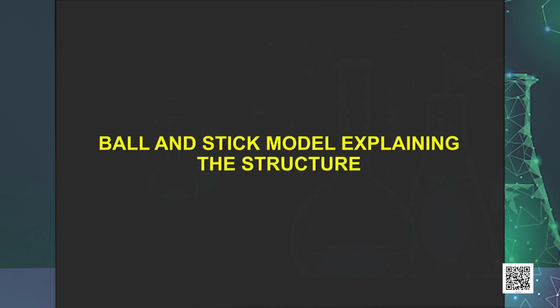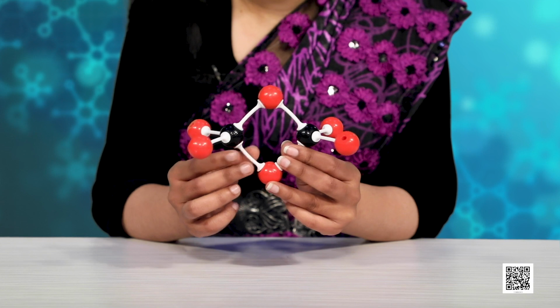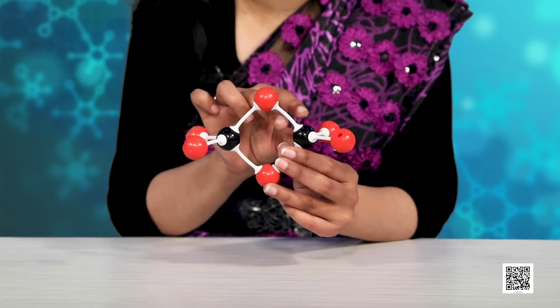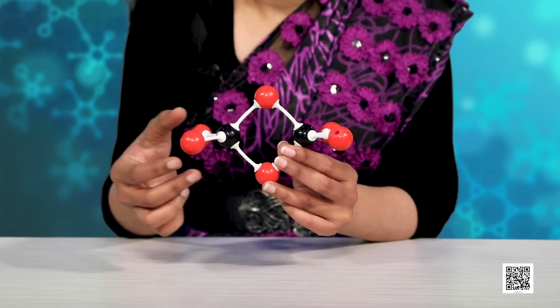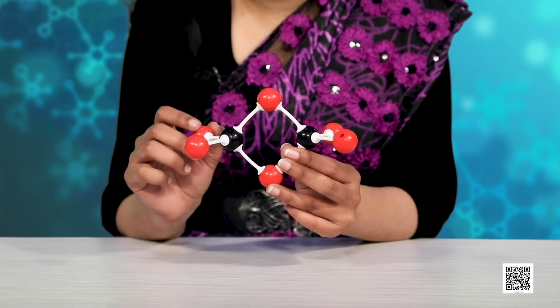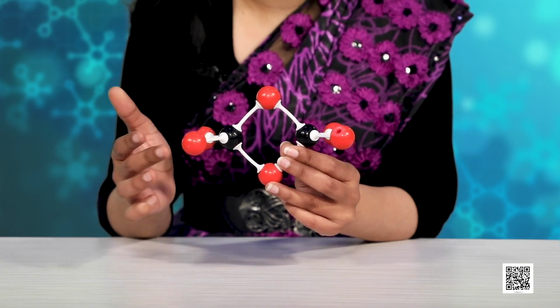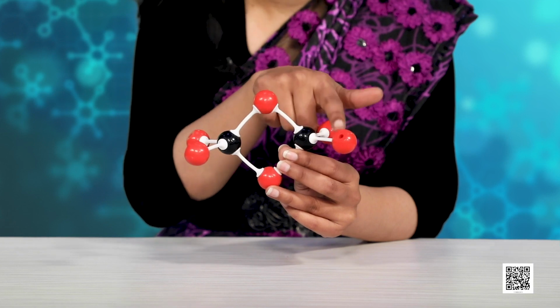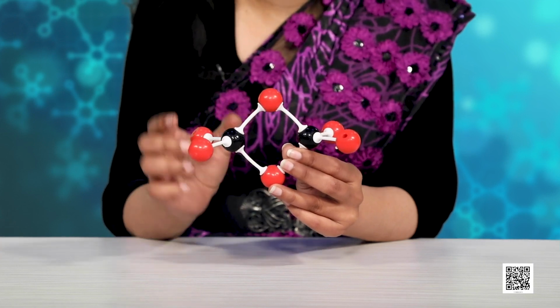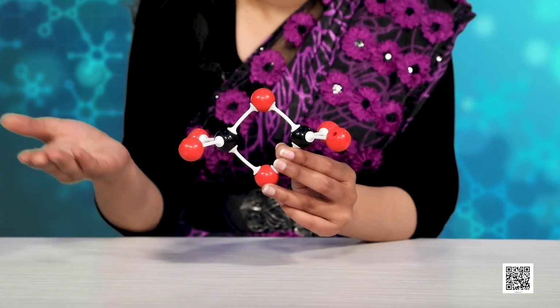Let me explain the structure of diborane using a ball and stick model. In this model, the black spherical balls represent boron atoms and the red spherical balls represent hydrogen atoms. Here, as you can see, the 4 terminal hydrogen atoms and the 2 boron atoms lie in one plane. Above and below this plane, there are 2 bridging hydrogen atoms. These 2 are the bridging atoms.